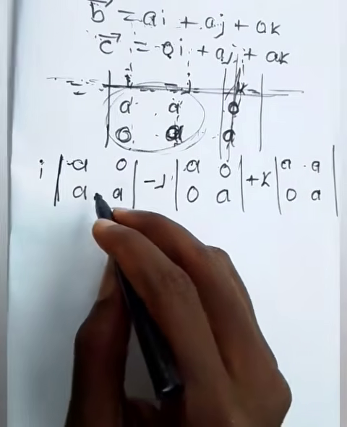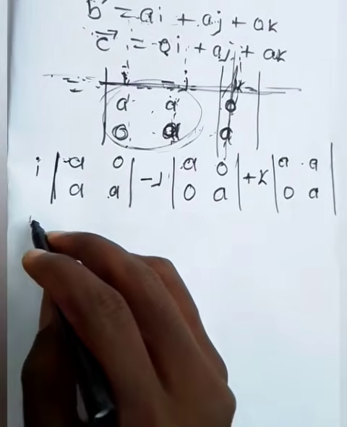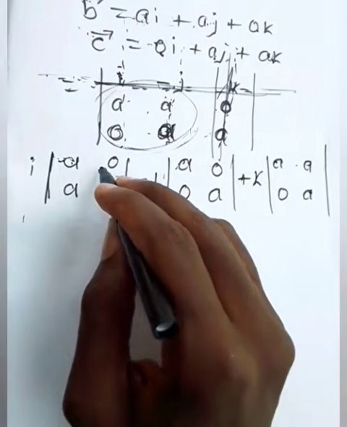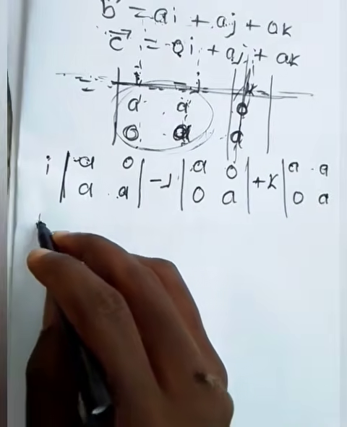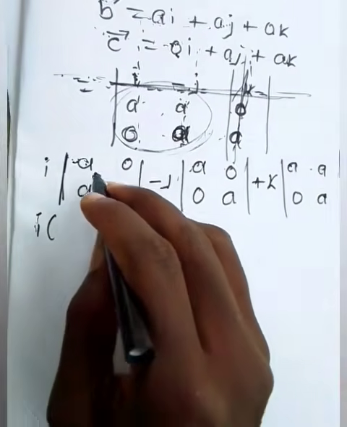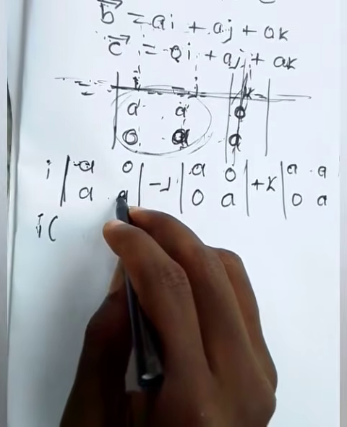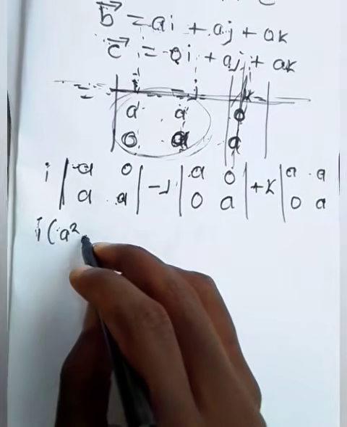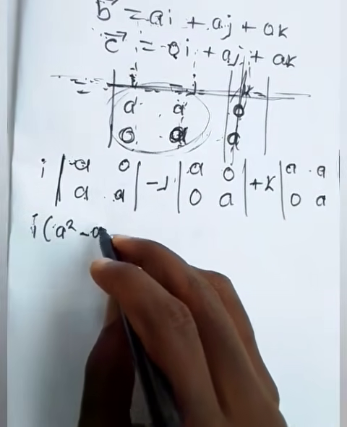So now find the determinant, whereby you subtract the minor diagonal from the major diagonal. So it's going to be a times a, which is a power 2, minus a times 0, which is 0. We come to j.